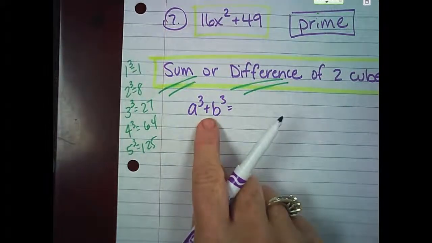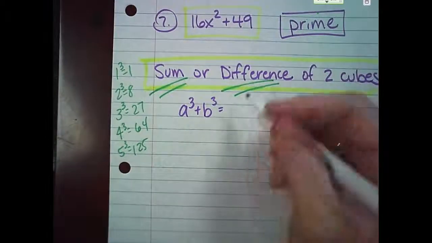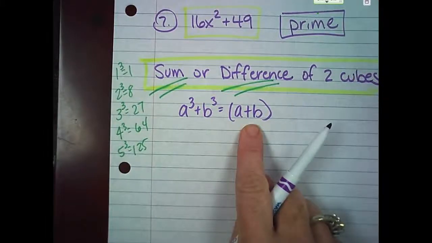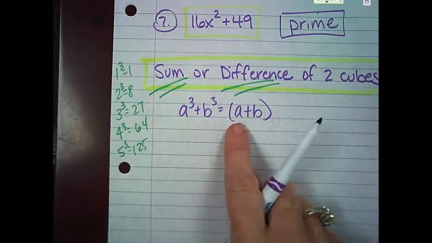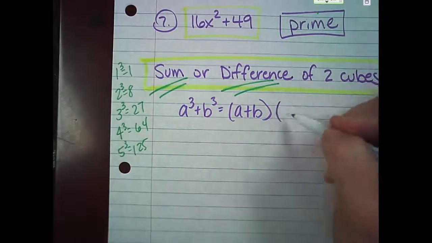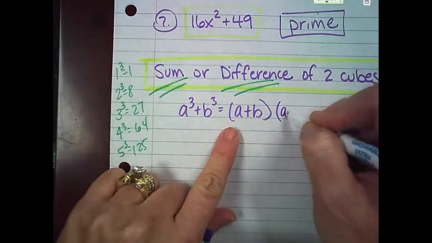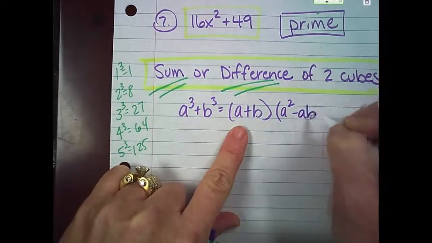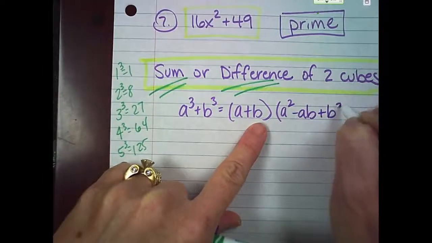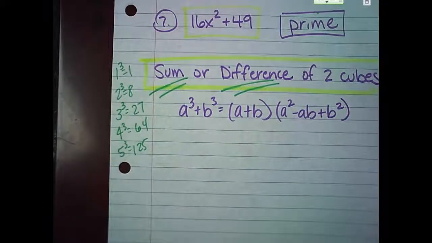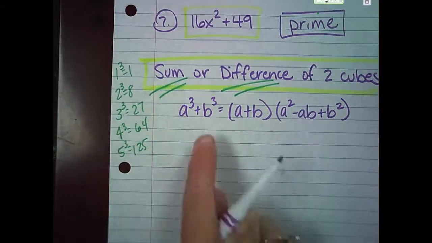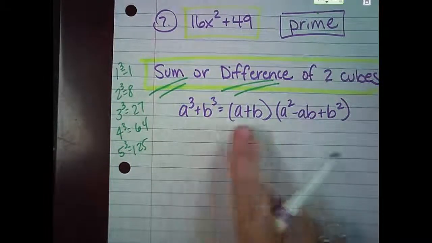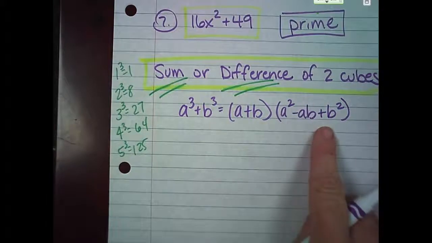Let me show you the algorithm. If your two cubes are adding, then when you factor, you get a plus binomial, the cube root of both, a and b. And then you multiply it by a trinomial. You square the first term, you multiply them together, change the sign, and you square the second term. Isn't that weird? When you factor a perfect cube, you end up with a binomial and a trinomial.